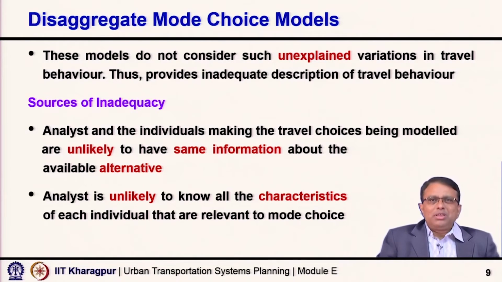So, one is it could be limitations from the perspective of the analyst. Also, all the individuals being modeled are unlikely to have same information about the available alternatives. Both might be true. And that is the reason why the actual choice may be different than what we are predicting using this deterministic utility model. It does not contradict the utility maximization principle, but it is because not everybody has the same information, nor are we considering all the variables which are relevant. So, the true utility may be somewhat different from what we call deterministic utility. Okay, that is the reason.